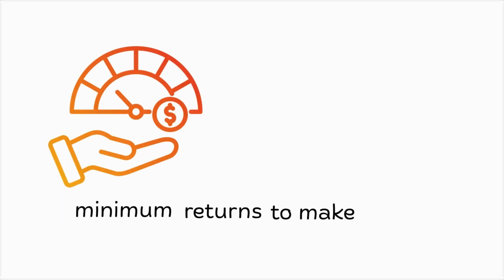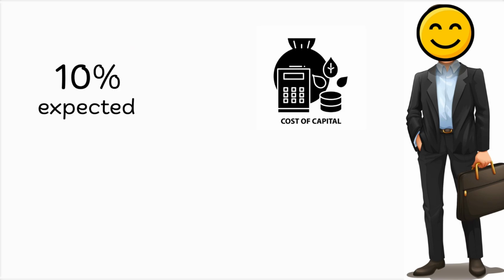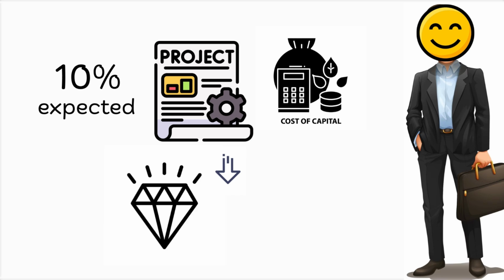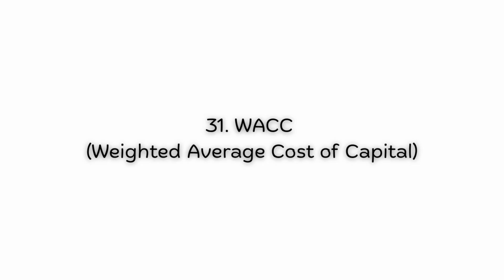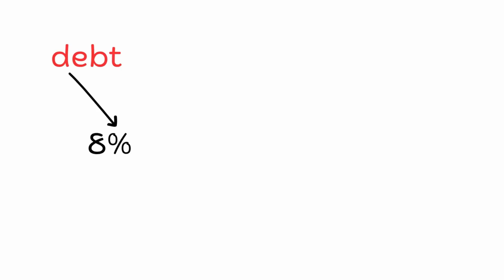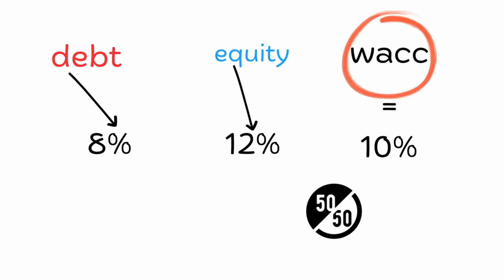30. Cost of capital. The minimum return you need to make your investors happy is your cost of capital. So if they expect a 10% return, any project earning below that would destroy value and won't make the investors happy. 31. Weighted average cost of capital. It's just the average cost of all the money you've raised, which is all the debt plus equity. So if your debt costs 8% and equity 12%, and you're 50-50 financed, the weighted average cost of capital is almost equal to 10%, which is also known as WACC.